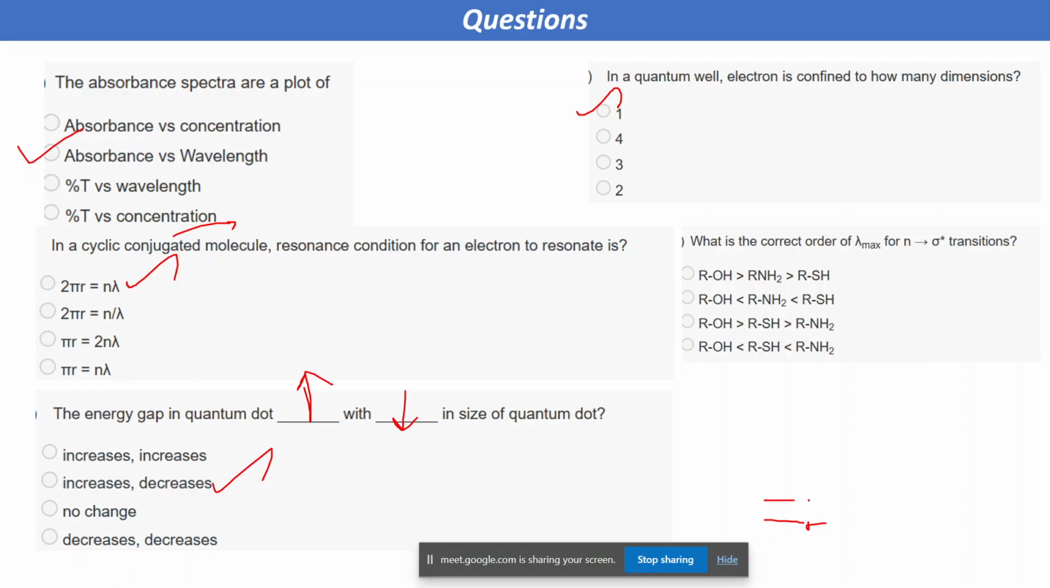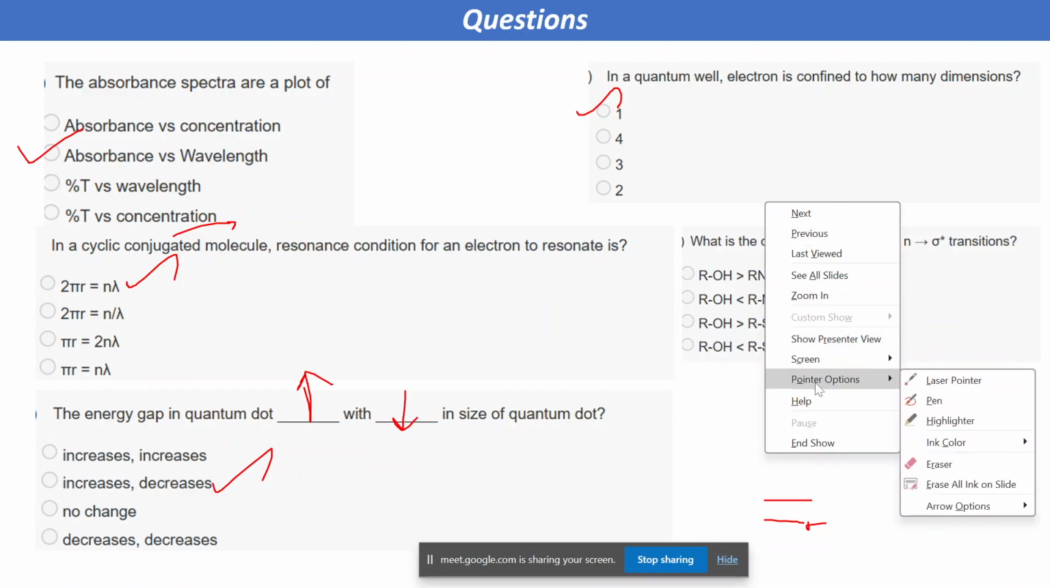Hello, hello. Yes, you're audible. Ma'am, the electron is confined in how many dimensions? Means one electron is in one orbital, one in the upward direction and one in the downward direction, no, madam? The electron is a single electron, no? Oh, okay, madam. Okay.